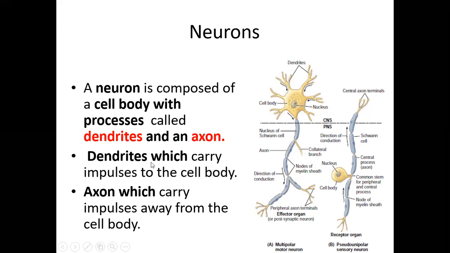The dendrites carry the impulses to the cell body. If you see here, the arrow indicates the impulses. Any impulse will be carried toward the cell body of the neuron. And the axon carries the impulses away from the cell body. If you see here, this is the axon. This is the function of the dendrites and axon. Dendrites are short processes which bring the impulses to the cell body of the neuron. Axon is a long process which will carry the impulse away from the body.